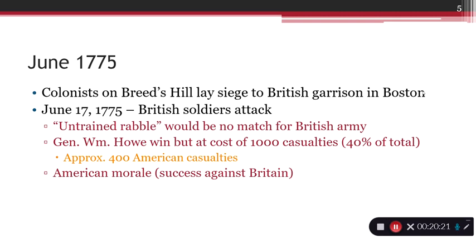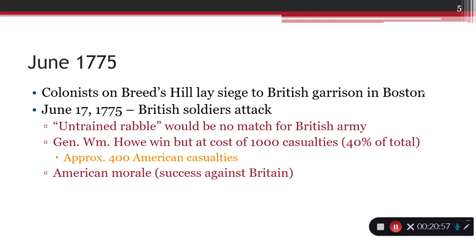1,000 British soldiers are killed or injured as a result of the Battle of Breed's Hill. This is 40% of their total force. And that's against about 400 American casualties. So it is definitely a British victory. The Americans are driven off of the hill. The British end the day in possession of that piece of ground. But it's not necessarily the way that anybody would want a military campaign to go.